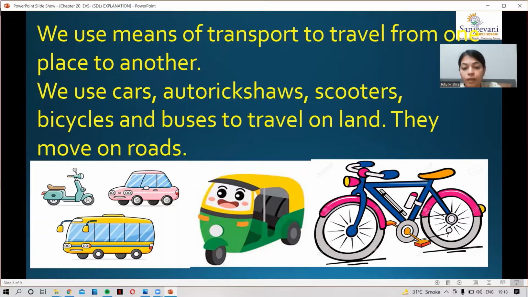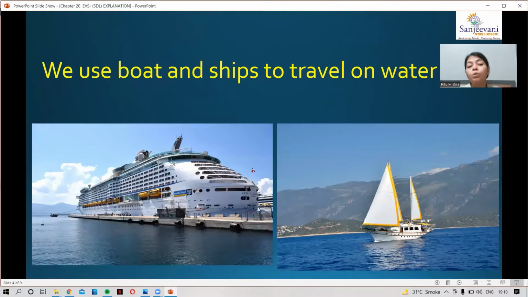Next, water transport. We use boat and ship to travel on water. So the vehicles that move on water are called water transport. Like boat and ship, where do they move? They move on water. Now this mode of transport is a little time consuming. So especially water transport is used to carry bulk goods or heavy goods from one place to another. People usually do not prefer to travel on water transport since it is time consuming.